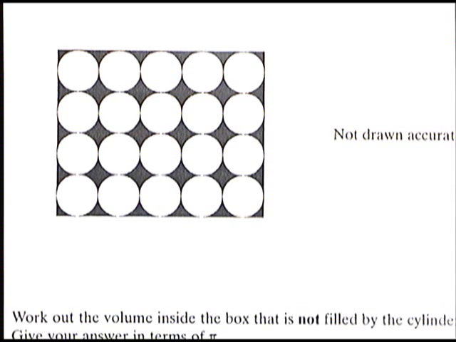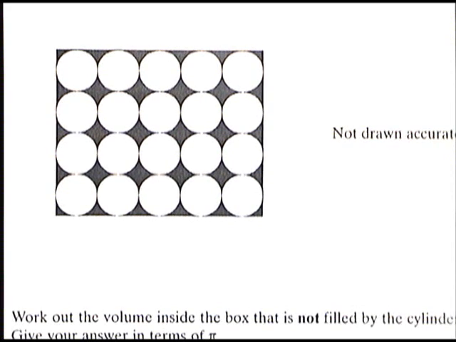In part B of the question, it says 20 of the cylinders are packed in a box of height 10 centimeters. And we're now looking down on that box. The shaded area is the space between the cylinders. Work out the volume inside the box that is not filled by the cylinders. Give your answer in terms of pi.